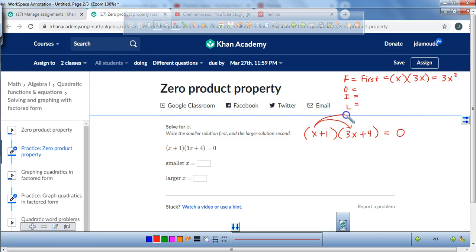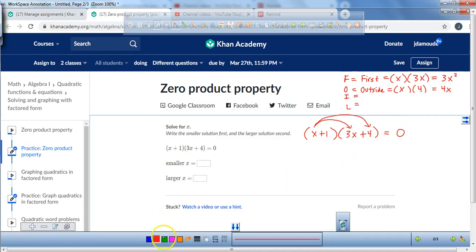Then we have what's called our outer terms. Our outer terms are the terms that are furthest on the outside. So I'm going to call those my outside terms. And our outer terms are x and the number 4. So x times 4, the product is 4x.